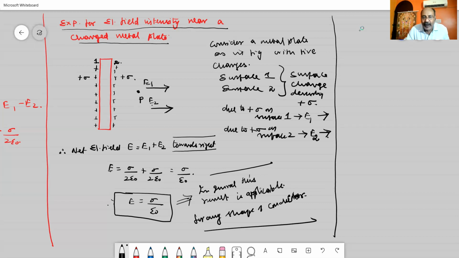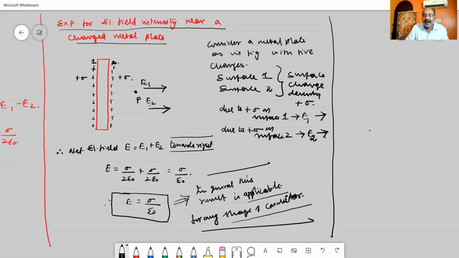So substituting for E1 and E2, we can write E equal to the electrical field due to a plane sheet of charges, sigma by 2 epsilon 0. So I can write the equation as E is equal to sigma by 2 epsilon 0 plus sigma by 2 epsilon 0, which is equal to sigma by epsilon 0. So the net electrical field at a point due to a metal plate carrying a charge is given by the formula E equal to sigma by epsilon 0. In general, we can say this equation is applicable for any shape of metal conductor. This is the final application of the Gauss law.